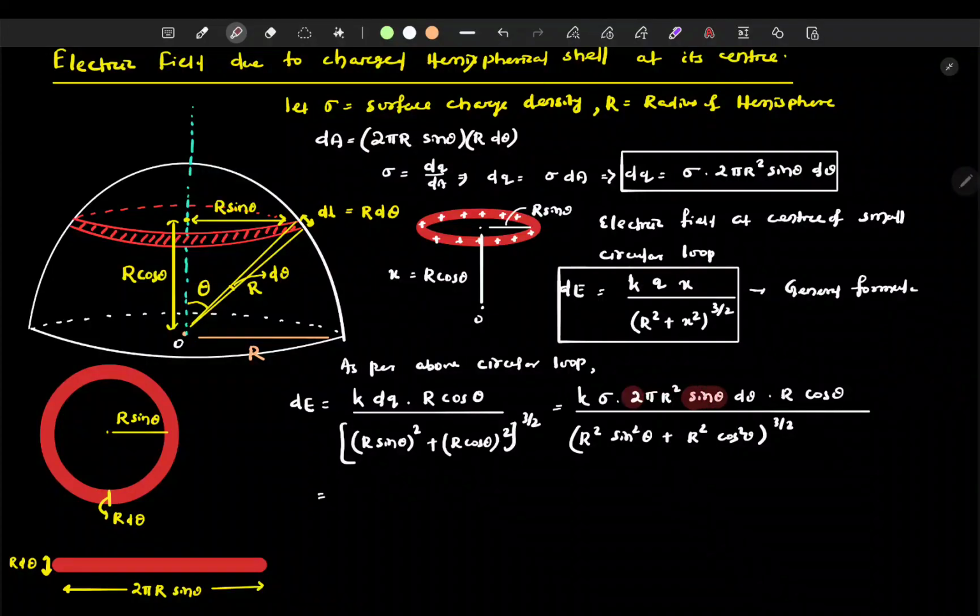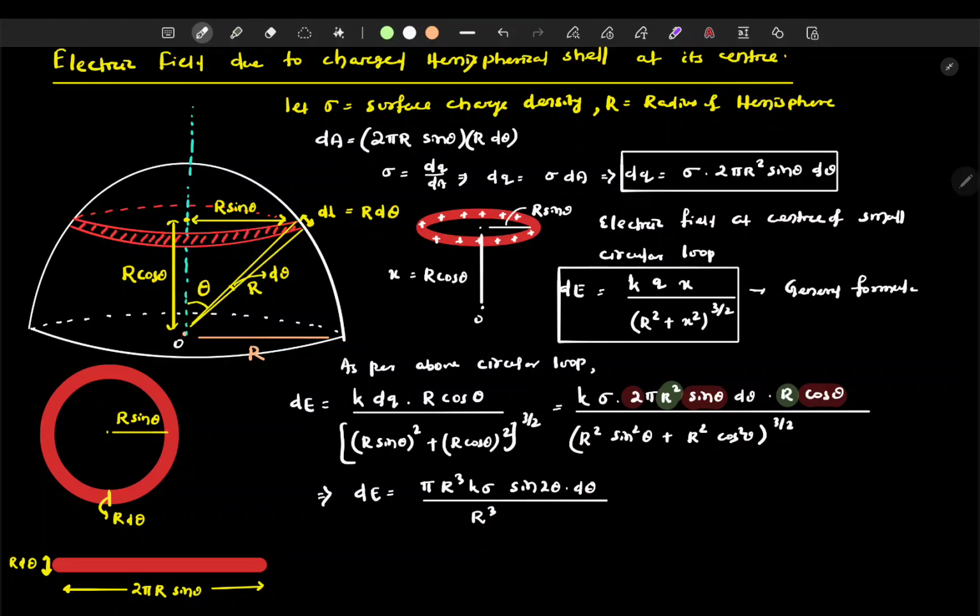Look, 2 sin theta into cos theta, that will be sin 2 theta. Second thing, here we have r and here r square, this will be r cube. So dE value will be equal to k sigma pi r cube, k sigma into 2 sin theta cos theta, that is sin 2 theta, sin 2 theta d theta, divided by the denominator. r square common, sin square theta plus cos square theta is 1, r square to the power 3 by 2, that is your r cube. This is the value of dE.